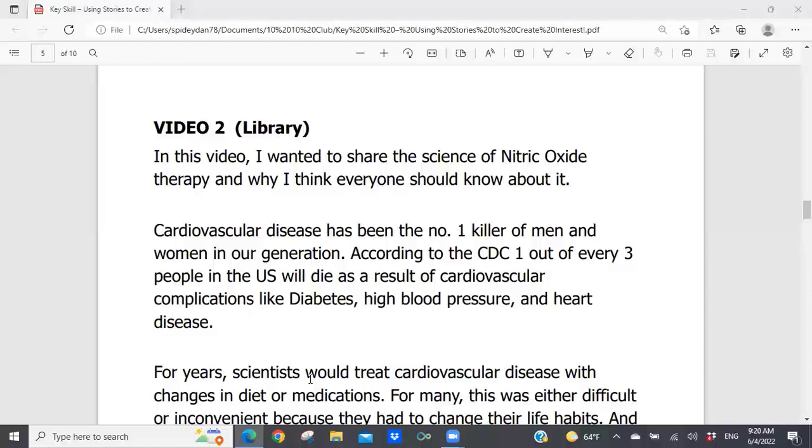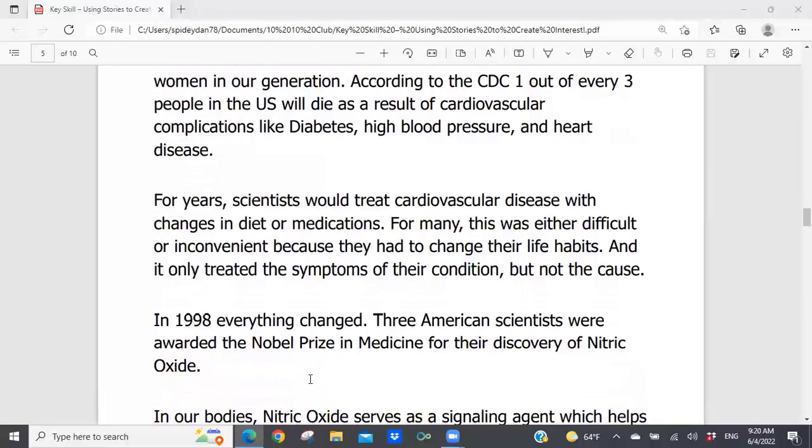So he sets it up in a narrative talking about cardiovascular disease and using the CDC to bring validation to the information that he's sharing. Then he talks about what most people have as their common experience: diet and medication.